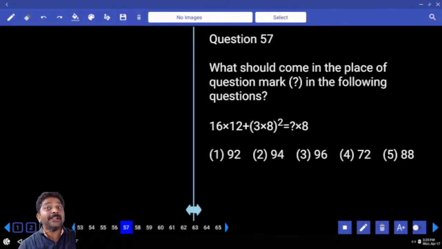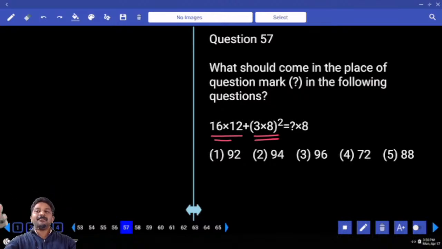On the left hand side, how many terms are there? 2 terms. This is one term, this is another term. Agreed or not? On the right hand side, when you observe, x into 8 is there, right? So I don't want to multiply all the left hand side values and then add, because I am increasing my number. On both sides you have 8 also. Can we take 8 common? Take 8 common from 16.